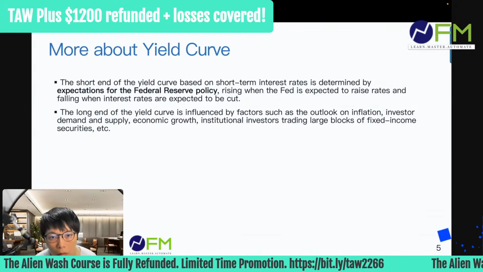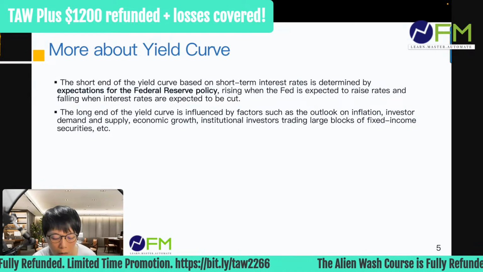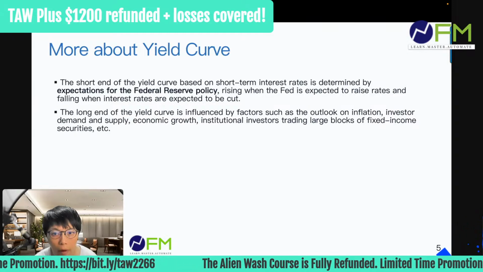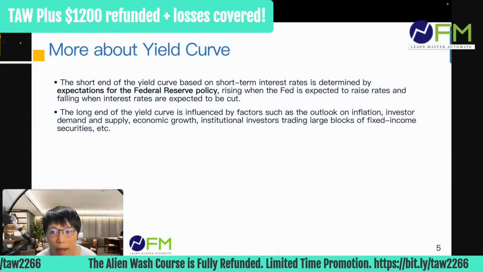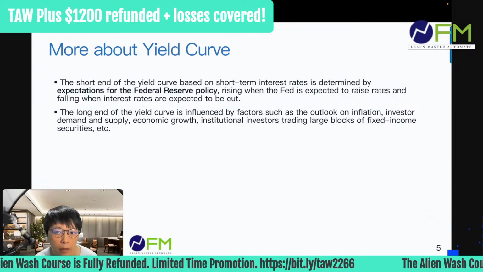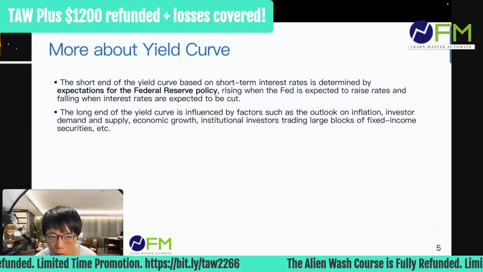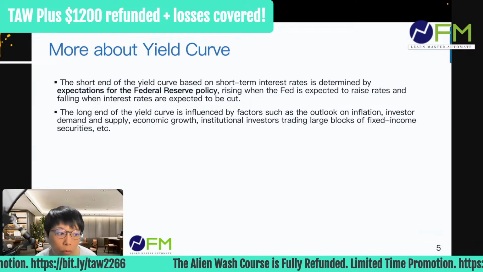Now, for the short end of the yield curve, that means the yield of the shorter period bonds, they fluctuate mainly because of Fed expectations. For example, if the Fed is expected to raise rates, then the short-term yield would go up. If you expect that the Fed is going to cut, the short-term yield would go down.